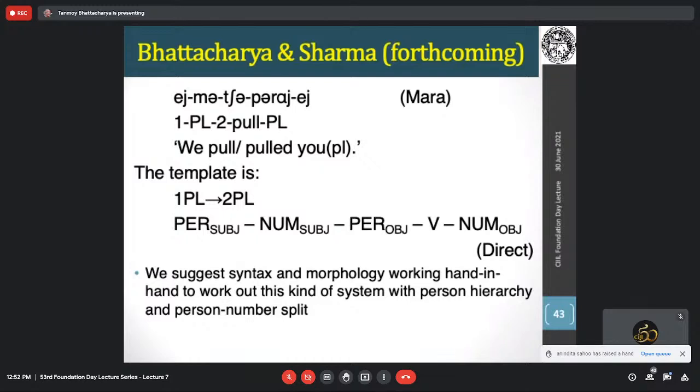But do you have a question? Do you have a comment on this? No, I was just wondering, if we have a different number morphology for first and second person, what do we expect for the third person and things like that? Well, in these languages, third person is the least marked.